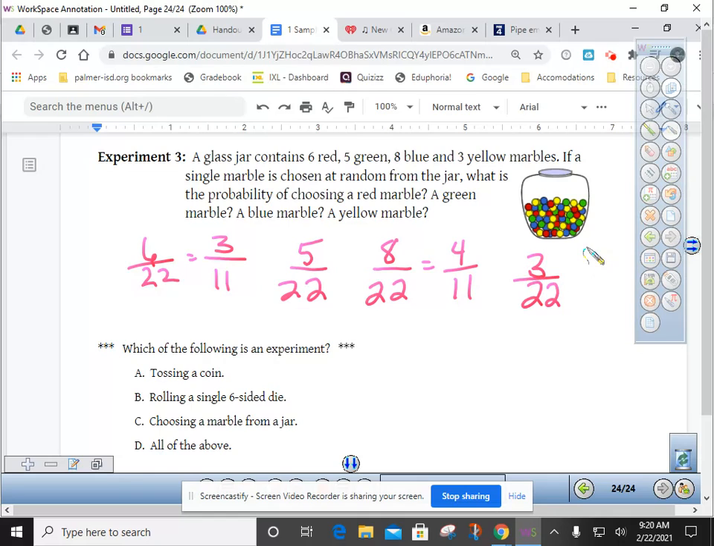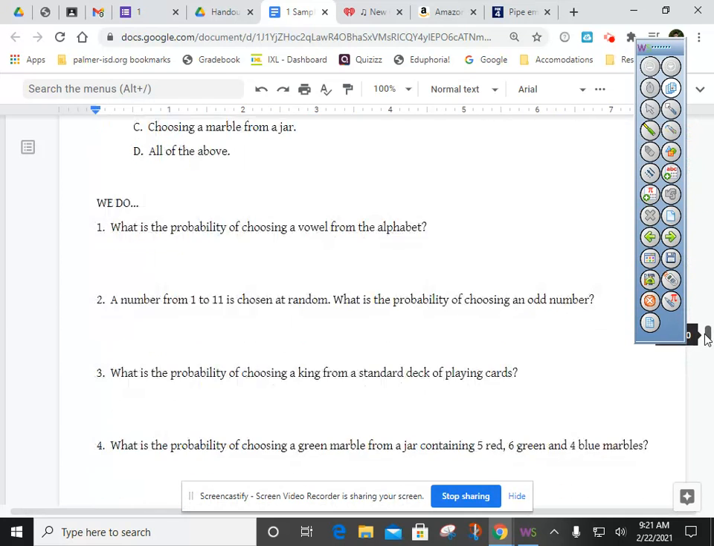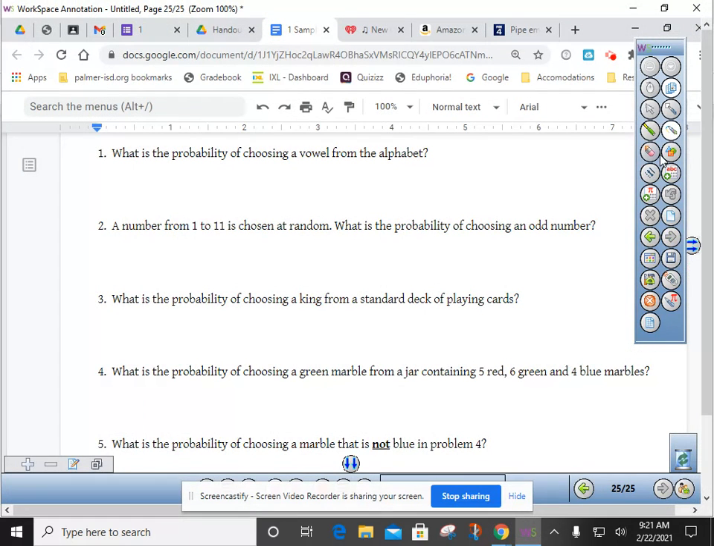Which of the following is an experiment? Tossing a coin, rolling a single 6-sided die, choosing a marble from a jar, or all of the above? All of them. All of the above. Good. Let's look at the we do section. What is the probability of choosing a vowel from the alphabet? Y is not a vowel. 5 out of 26. Is that lowest form?